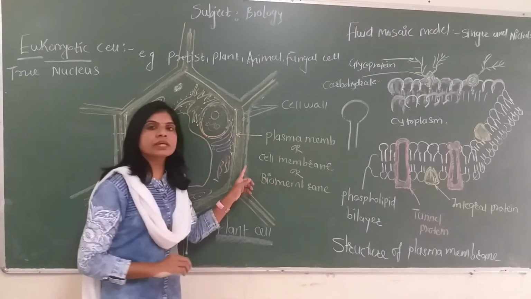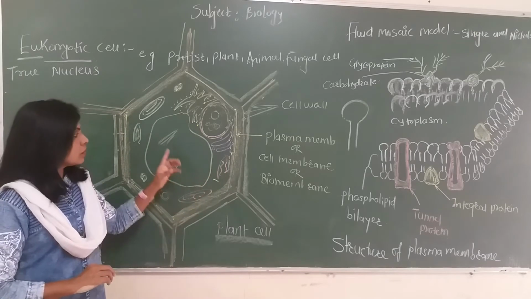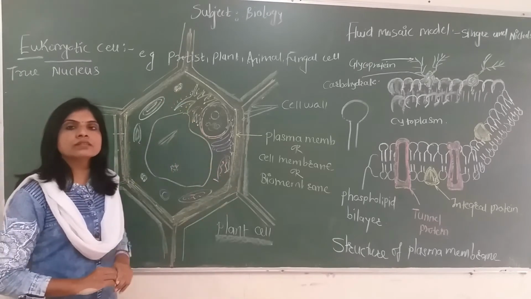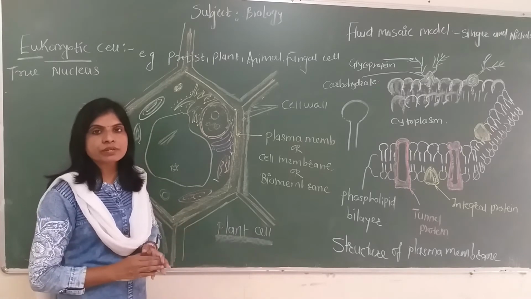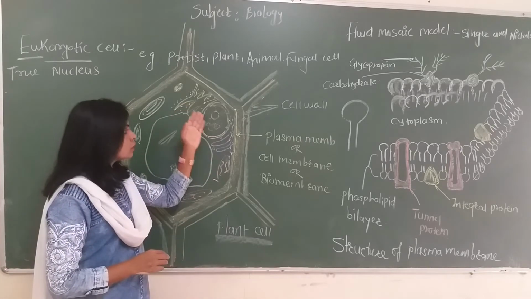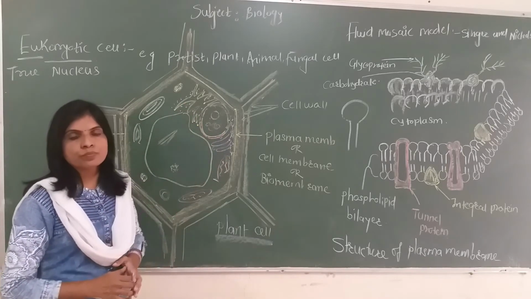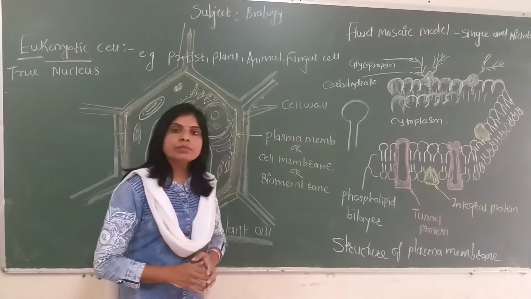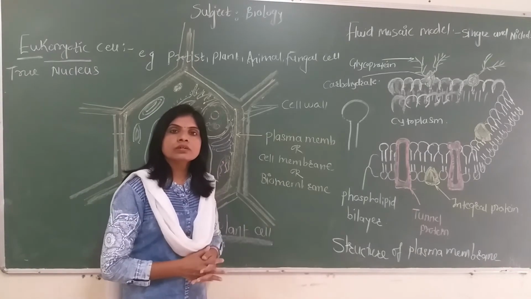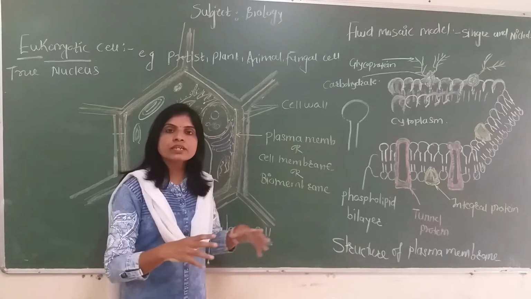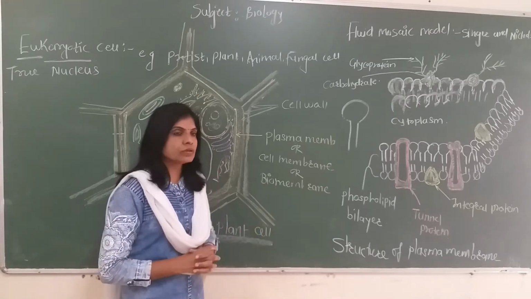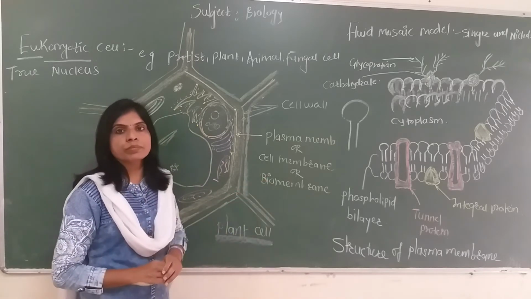This membrane is present around some cell organelles also. Those are membrane-bound cell organelles. Around them the membrane is also present, for example, the endoplasmic reticulum, Golgi body and lysosome. The membranes present around the cell organelles are called endomembranes, or their network is called the endomembrane system. They are also called biomembranes.